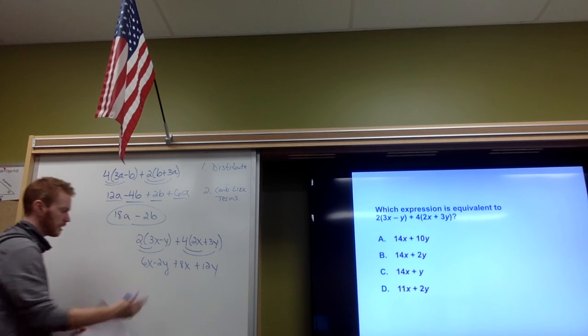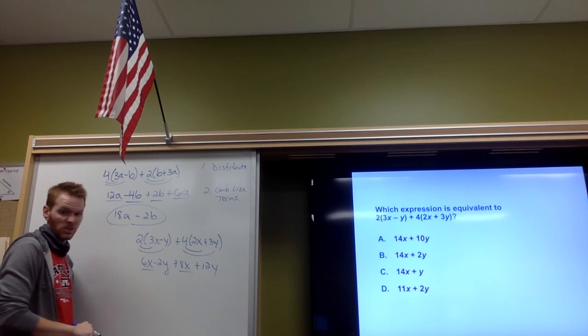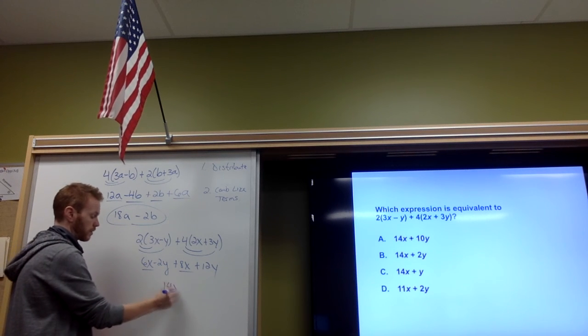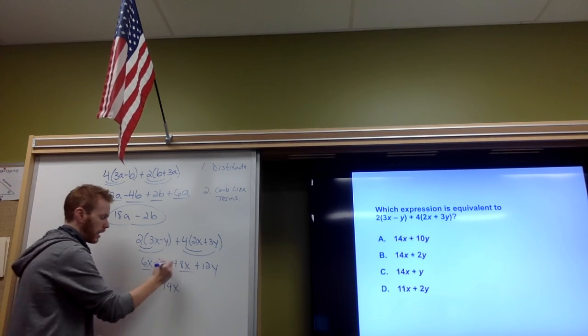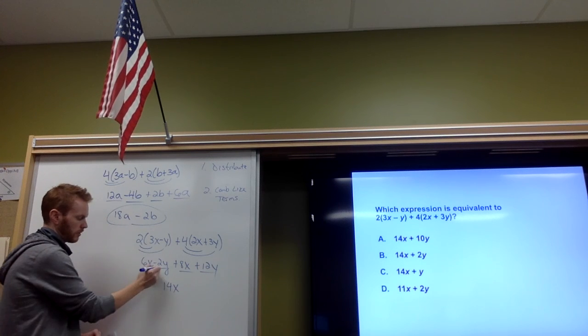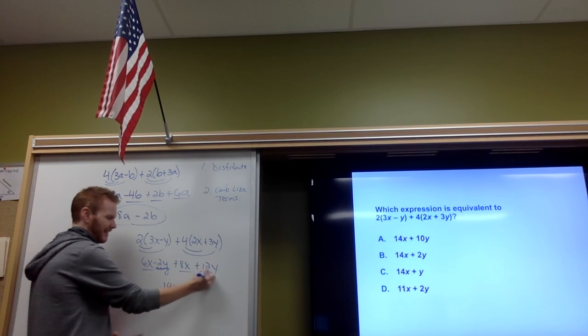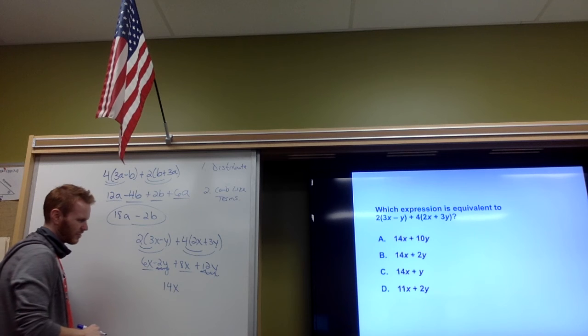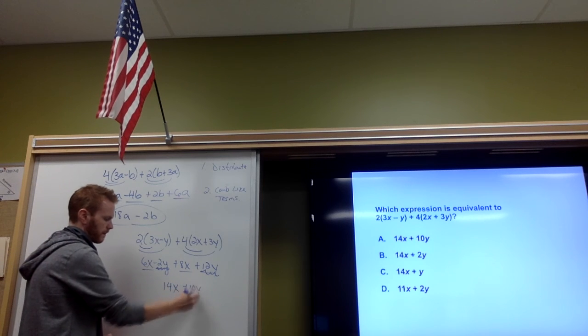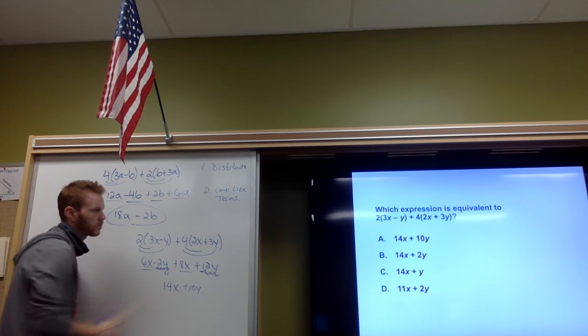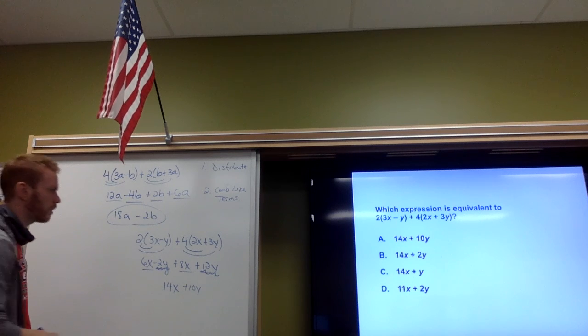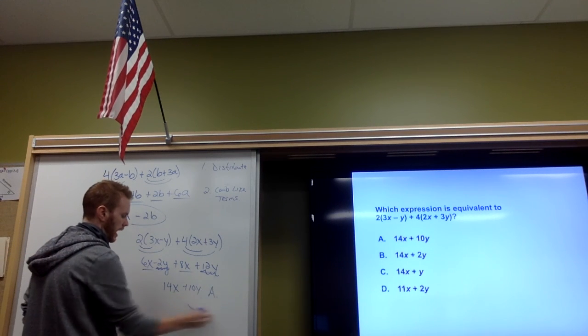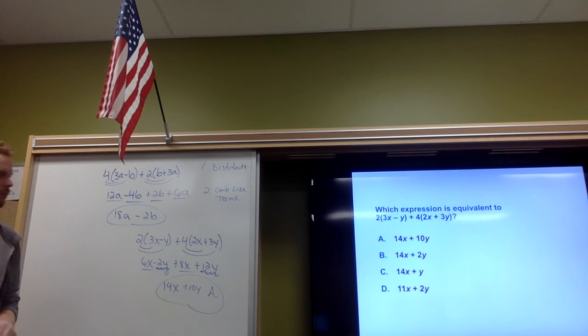Now I'm going to go ahead and combine like terms. The x's go together, so I get 14x. The y's go together next. I'll tell you what, let me make a squiggly line. They go together, so that's going to be what, 10y? So which one is it, 14x and 10y? I think that's option A is the correct one for that one.